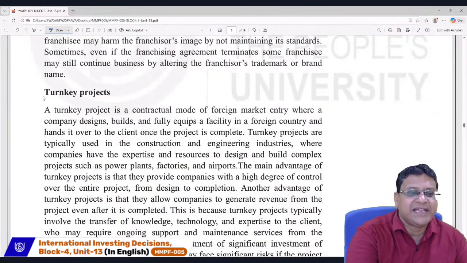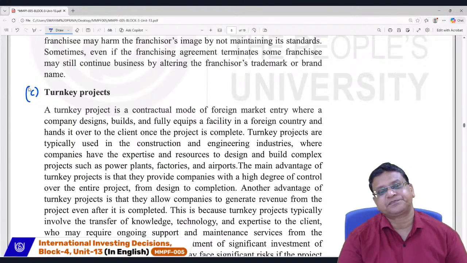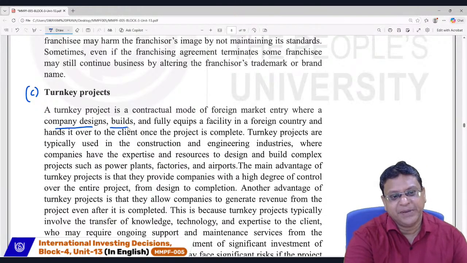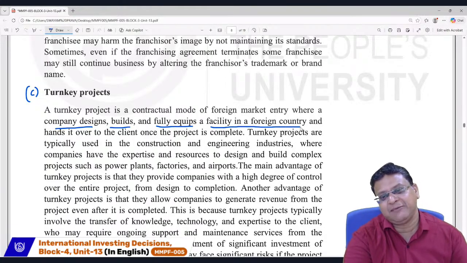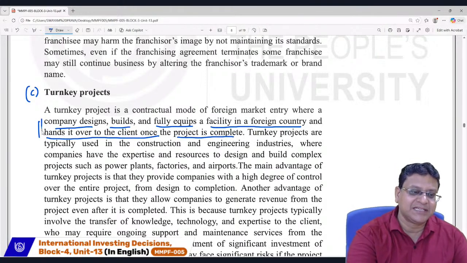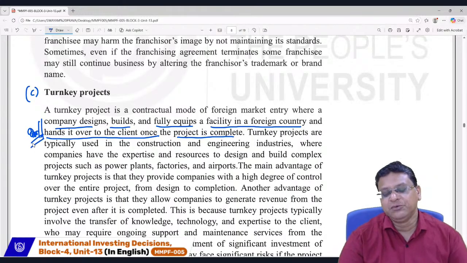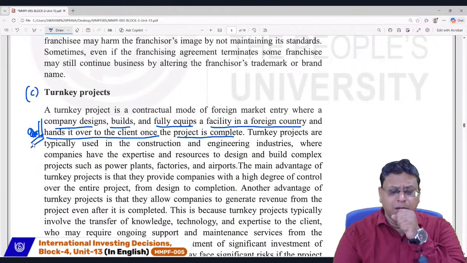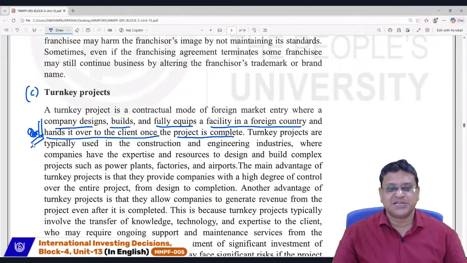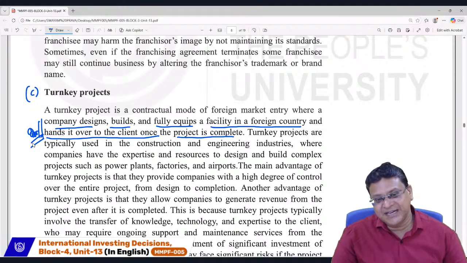Next model is turnkey projects. What is a turnkey project? It is a contractual mode of foreign entry where a foreign company designs, builds and fully equips a facility in a foreign country and hands it over to the client once the project is complete. Let's take an example. India wants to set up a nuclear reactor. So it can give the turnkey contract to a Japanese firm. The Japanese firm will design the project, build the operation, fully equip the facility in India, and once the project is over, it will hand over the project to the Indian counterpart.